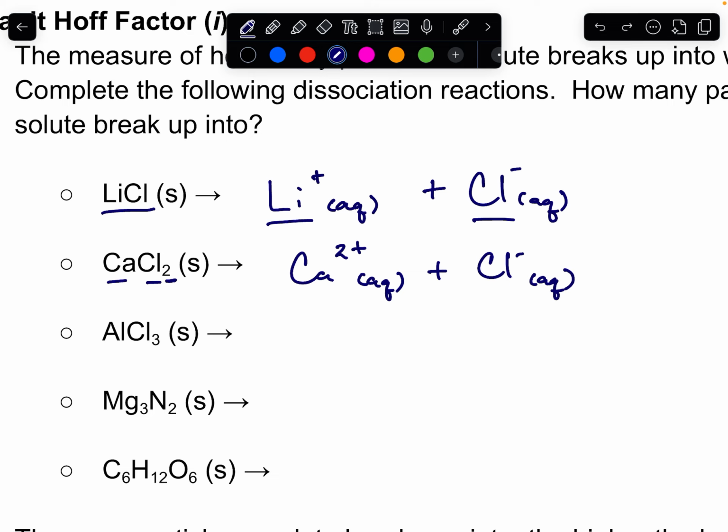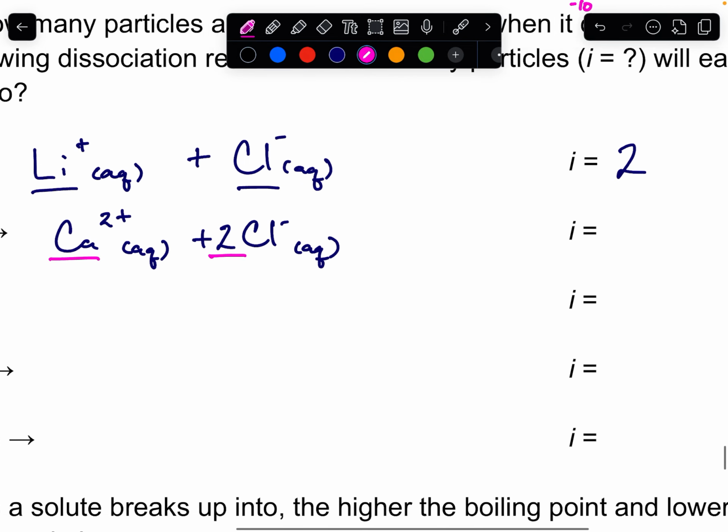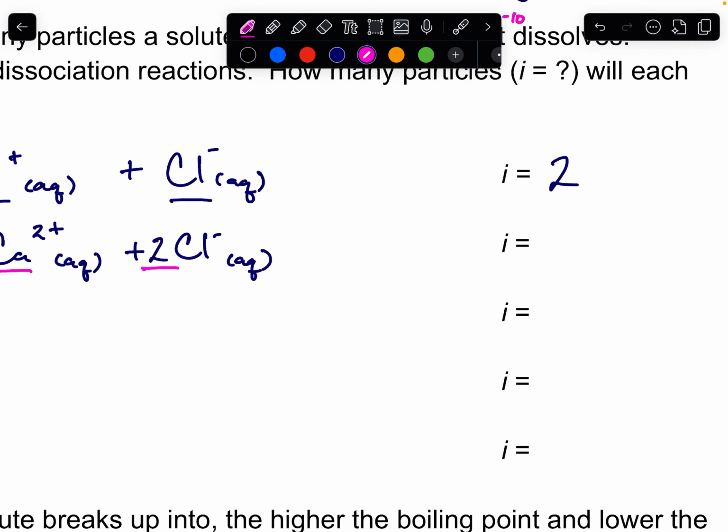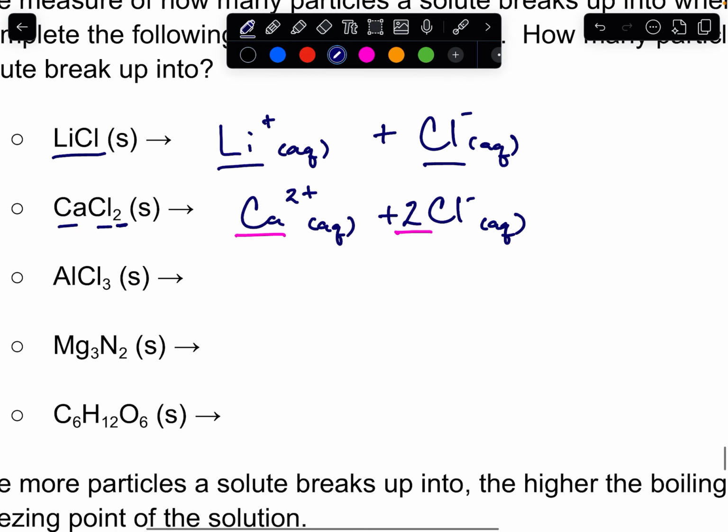Okay, but now I have 2 of them here. Right, so I'm not going to do a 2 like this, because Cl-, that is the ion that chlorine makes, right? Cl with a -1 charge. But now I have 2 of them. So now I've got 1 calcium and 2 chlorines. Right, so my I value here, I've got 3 total particles that it's broken up into.